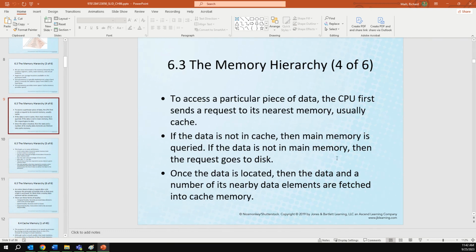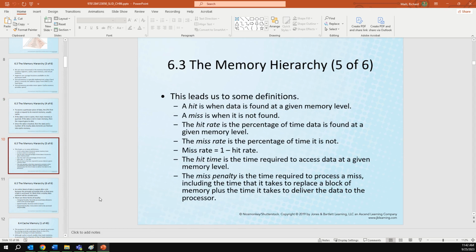So these are the steps it takes to provide a particular piece of data. The CPU first sends a request to the nearest memory. If data is not in cache, and cache is usually very fast memory, then main memory is queried and so forth. So we're looking at the performance aspect of memory. Once the data is located, the data and the data nearby are fetched into cache memory.